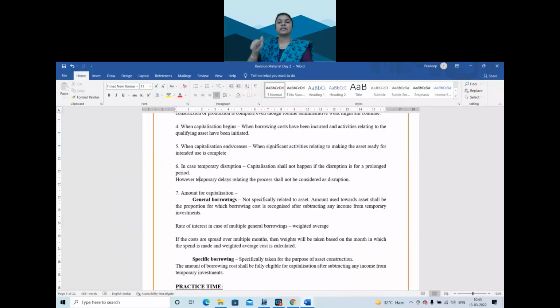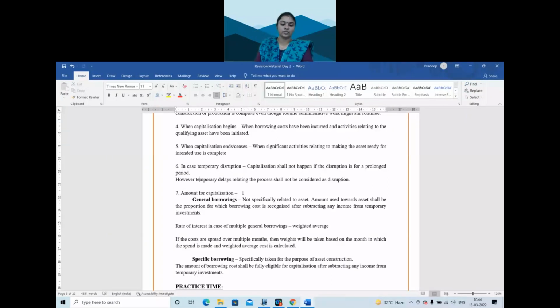So if it is either delayed due to a temporary disruption, or if that break is due to the process itself, if the process itself requires that break, then it is not treated as a disruption or an abnormal delay. So in that case, for that period, you can still continue the capitalization. Right? So only 3 points. When capitalization will start? When the asset's activities have started. When capitalization will end? When the asset is ready for its use, significantly completed. When capitalization is stopped in between and restarted again? When it is disrupted, when there is a prolonged delay or an abnormal delay.